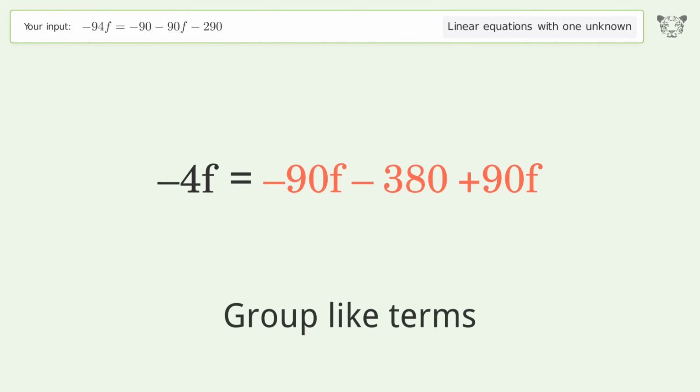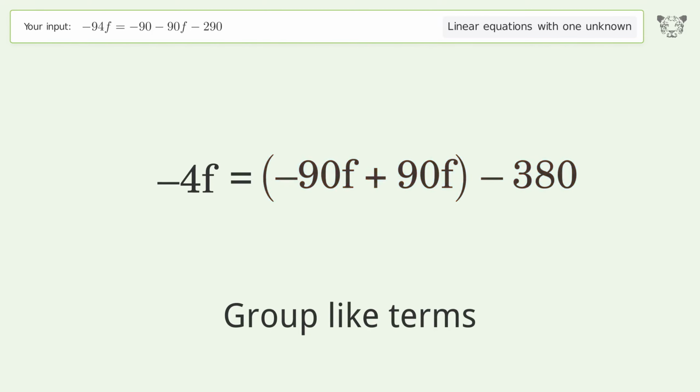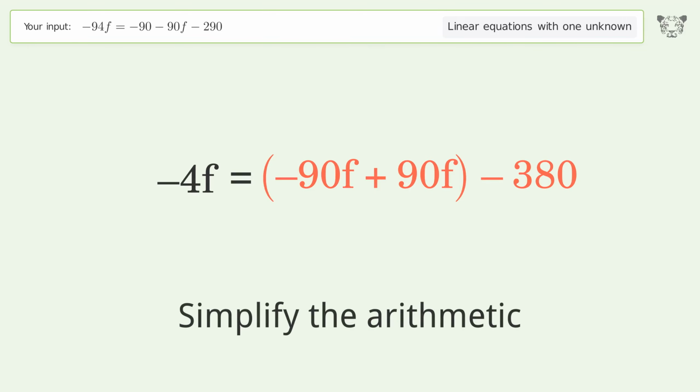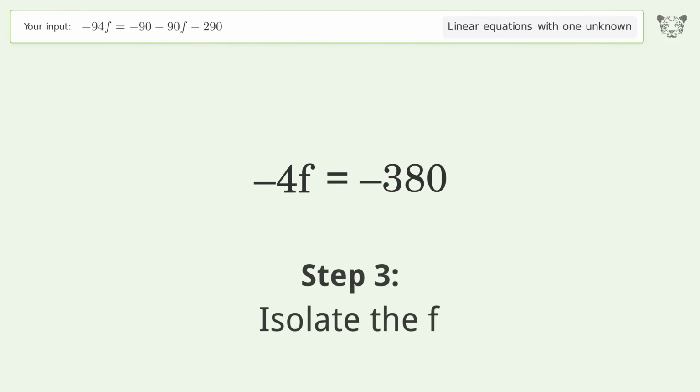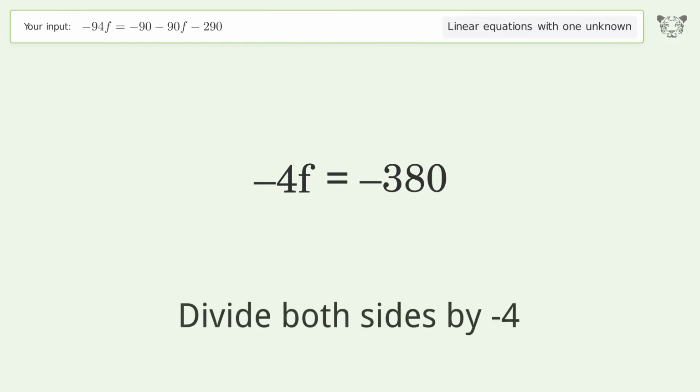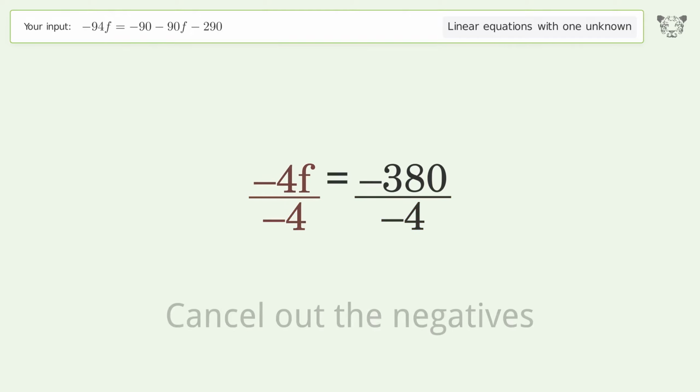Group like terms. Simplify the arithmetic. Isolate the f. Divide both sides by -4. Cancel out the negatives.